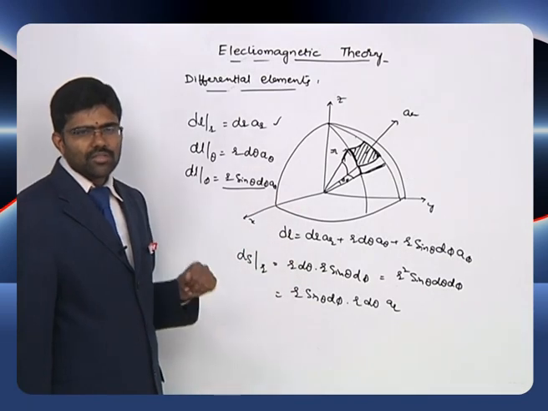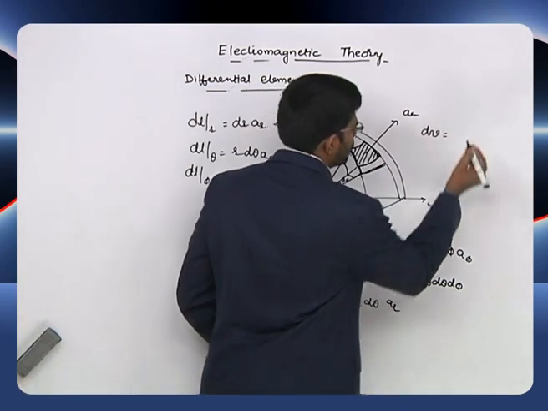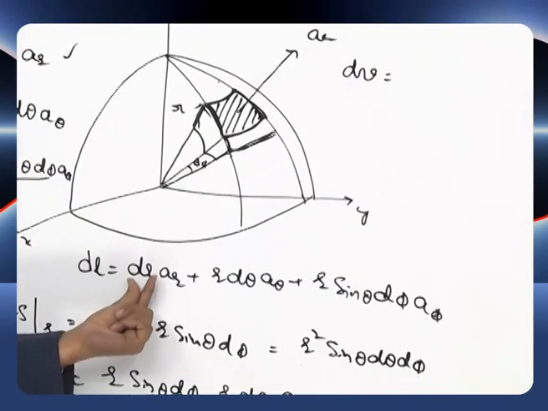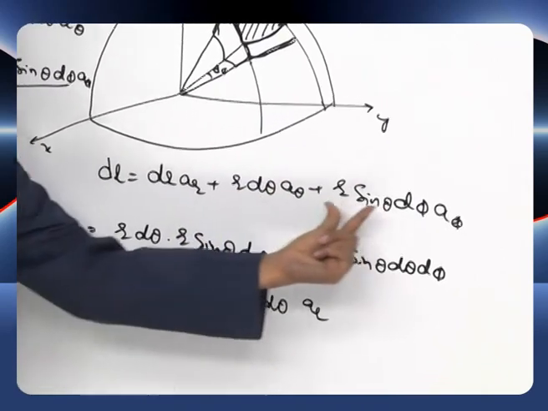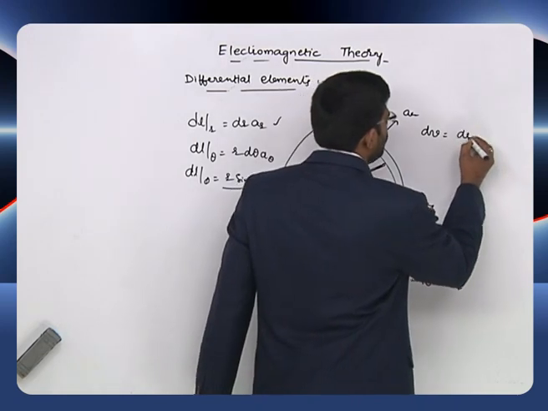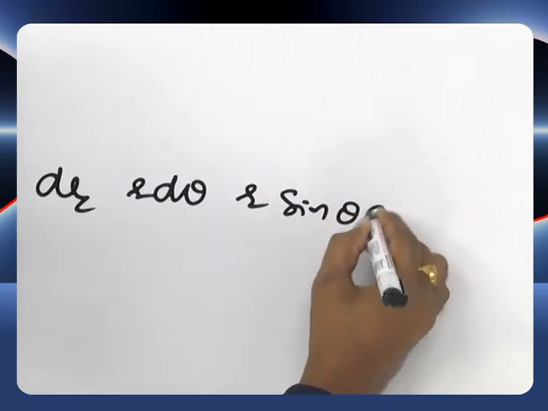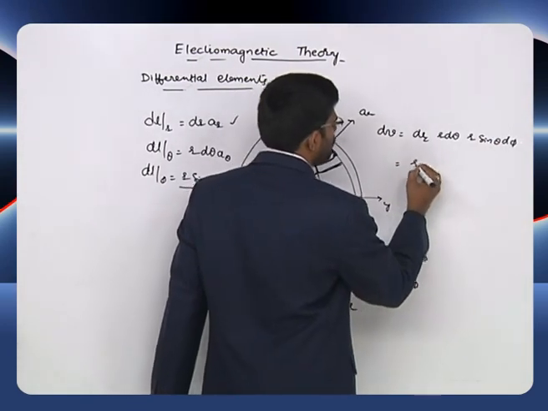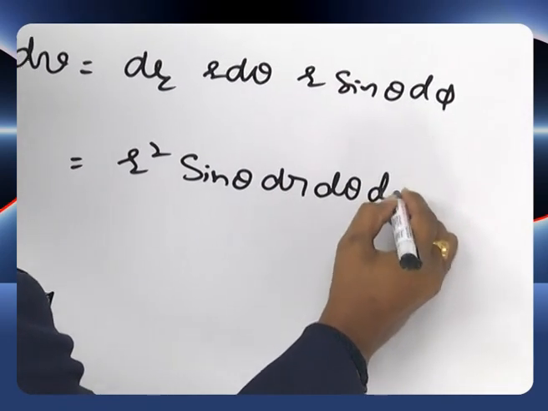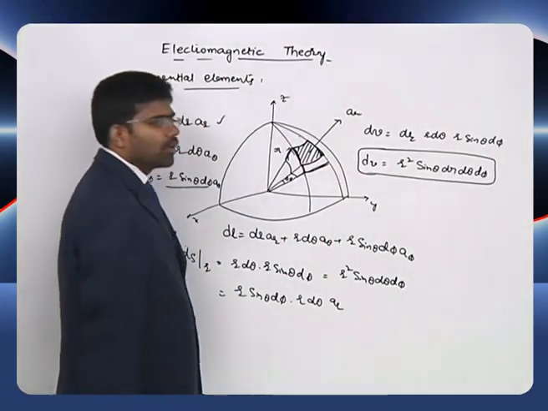Now what about the differential volume? As I said, the differential volume is a combination of all those components. The differential volume can be written as the multiplication of dr with r d theta multiplied with r sin theta d phi. If you multiply them, what you will get is dr r d theta r sin theta d phi, which equals just r square sine theta dr d theta d phi. This is the differential volume in our spherical coordinate system.